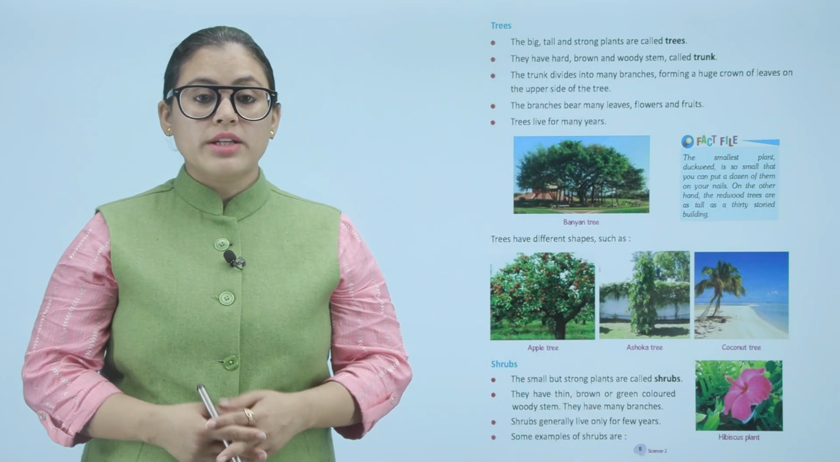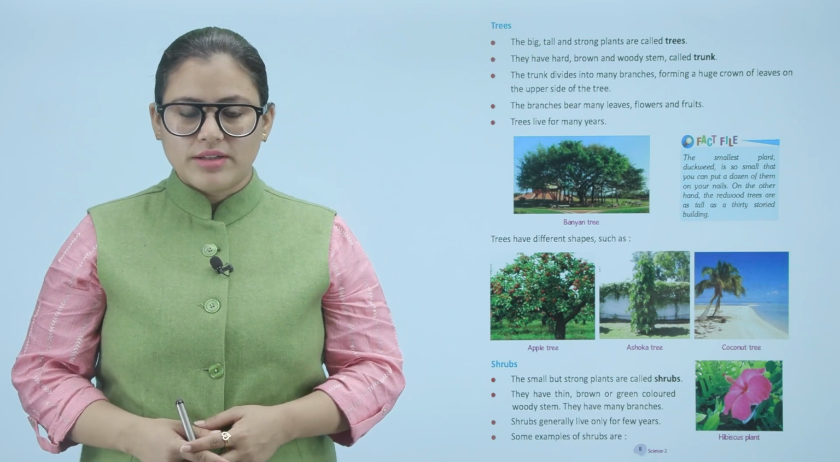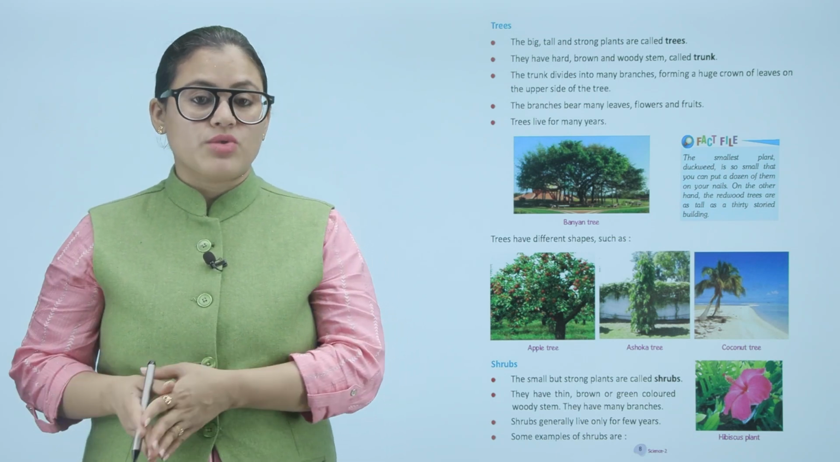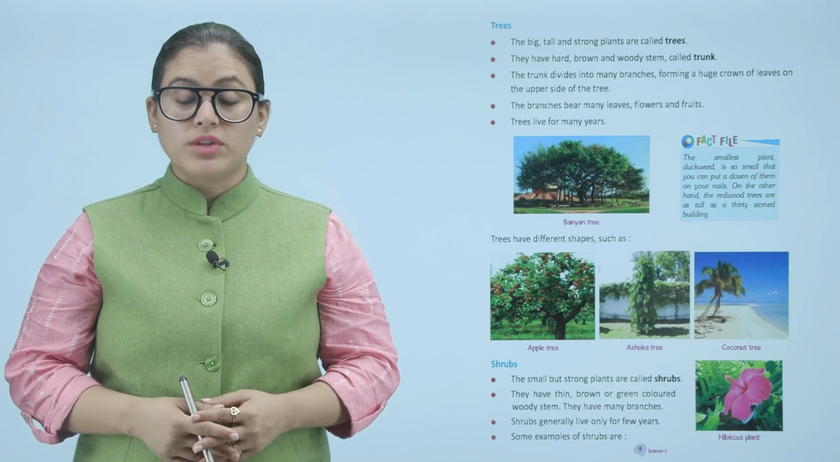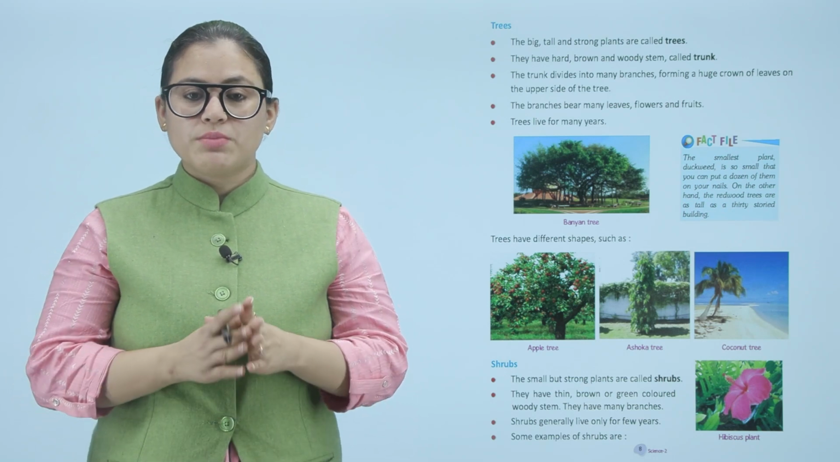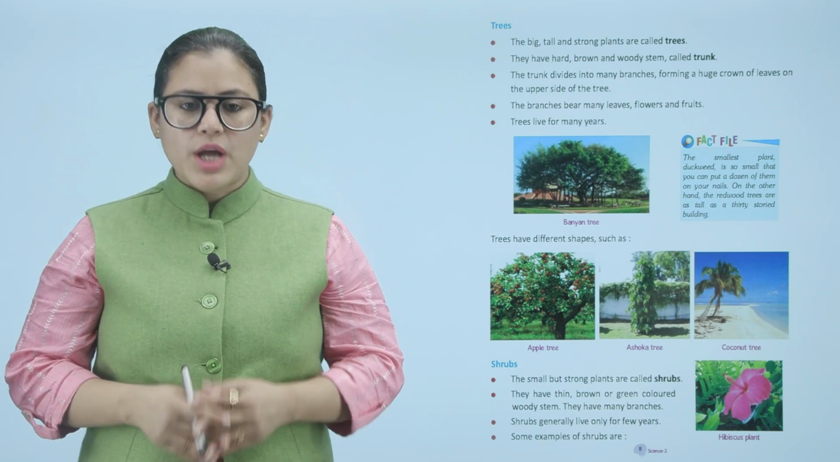Trees. The big, tall and strong plants are called trees. They have a hard, brown and woody stem called trunk. The trunk divides into many branches, forming a huge crown of leaves on the upper side of the tree. The branches bear many leaves, flowers and fruits. Trees live for many years.